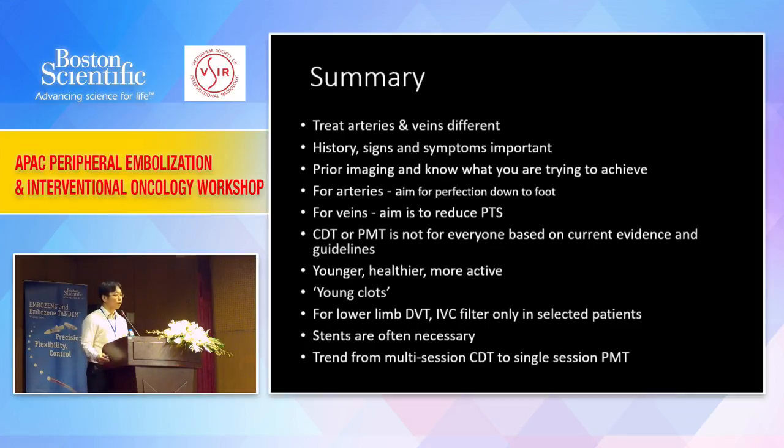Catheter-directed or PMT is either fine, but it's not for everyone based on current evidence and guidelines. If the patient is young, healthy, and active, I will go all out and treat these guys. Treat the young clots, and for the lower limb DVT, IVC filter only in very selective patients, okay? Because your pulse thrombolysis, your aspiration will remove a huge clot load, and even if some of the clots fly off, you know and I know none of it really matters.